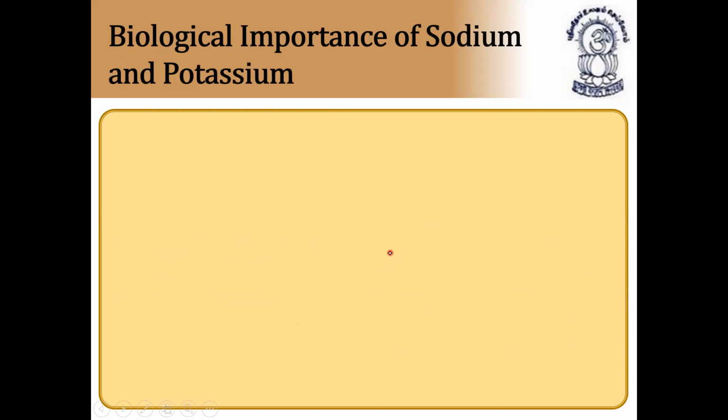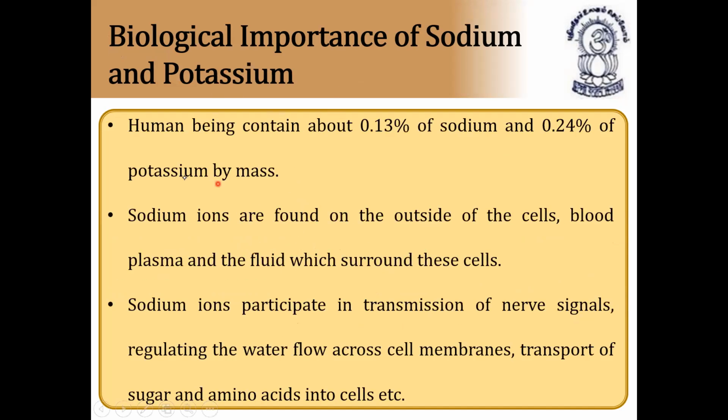Next, we have the biological importance of sodium and potassium. The human body contains 0.13% of sodium and 0.24% of potassium by mass. We already have this because our body contains water and salt. Sodium ions are found on the outside of the cells, in blood plasma, and in the fluid which surrounds these cells. Sodium ions participate in transmission of nerve signals.